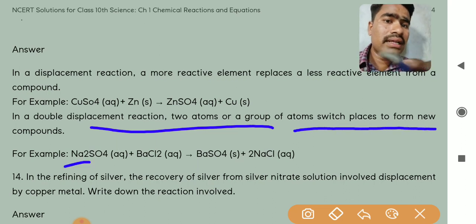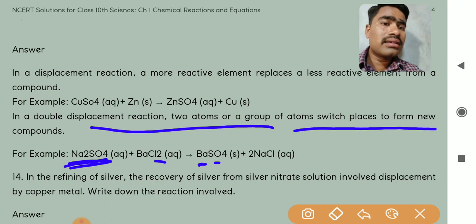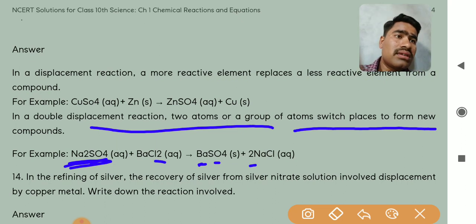Here you can see that Na2SO4 was there, where SO4 has reacted with the Ba, and Cl is combined with Na. So this is the new substance formed in the reaction. Such reactions are called double displacement reactions.